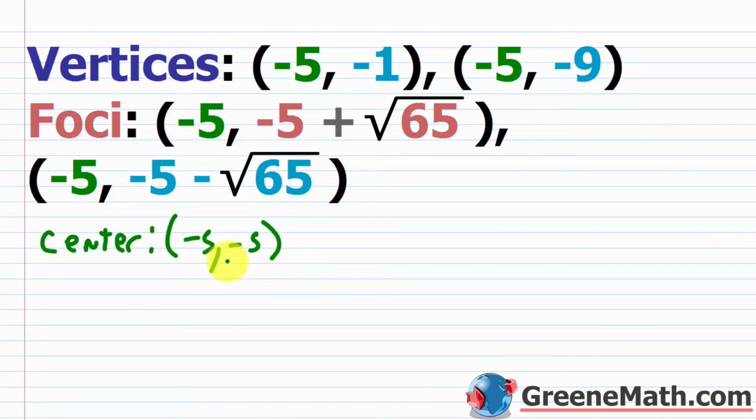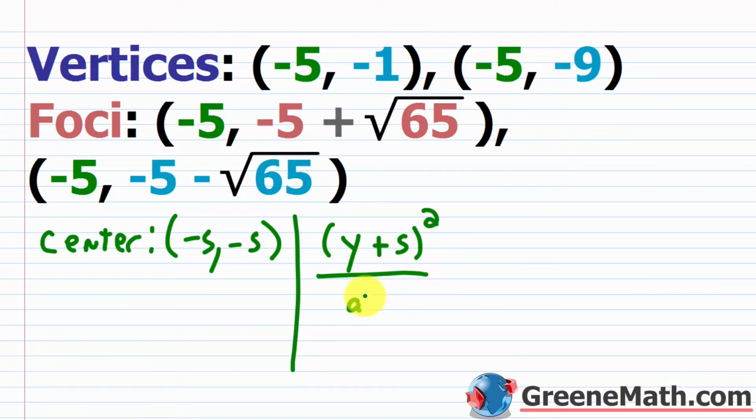Okay, so what does that tell me? That I'm looking at something like this. I'm looking at something like y plus 5, right? Because it's always minus whatever it is. In this case, it's -5. Quantity squared over, let's just say a squared for now. Then minus, you would have x, again, plus 5, because it's -5. Quantity squared, let's say this is over b squared. This equals 1. So we need to find a squared, and we need to find b squared.